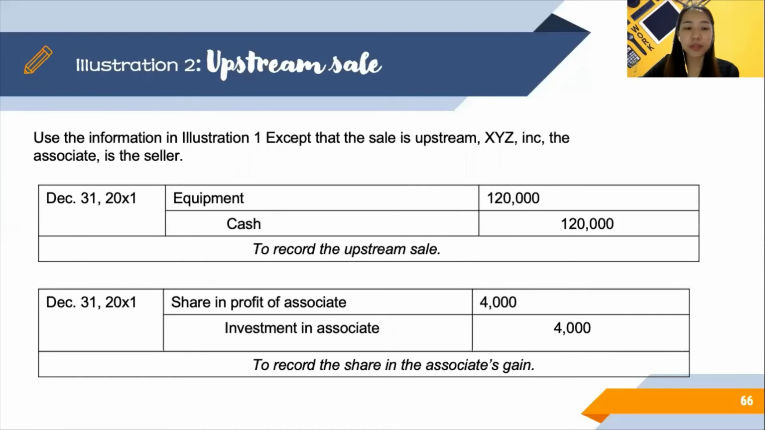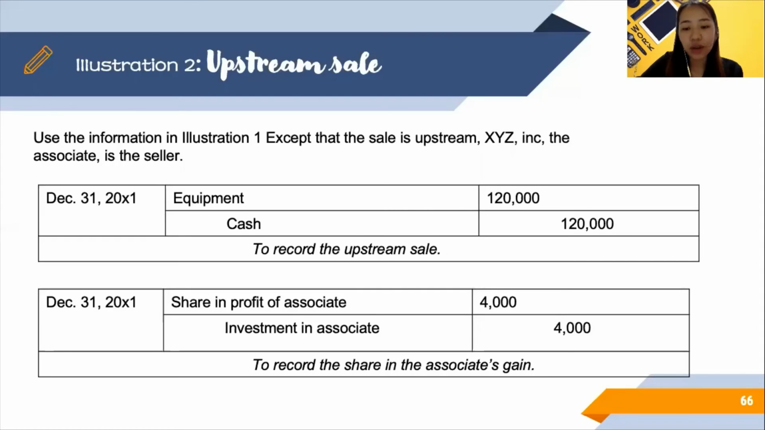Illustration 2, upstream sale. Use the information in illustration 1 except that the sale is upstream. XYZ, the associate, is the seller. So the entry to record the upstream sale on December 31, 20X1: debit equipment of 120,000, credit cash of 120,000. Assuming the associate is the one who recorded the gain.